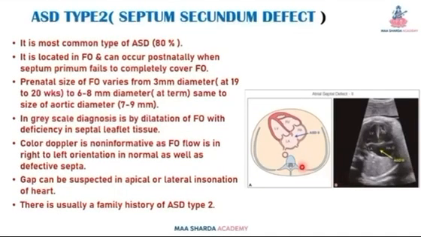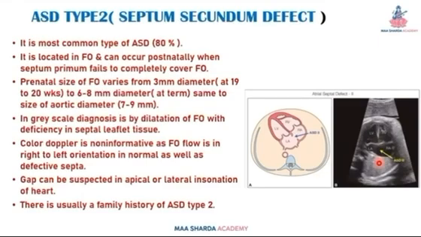ASD type 2 is the most common type of ASD, that is around 80%. It is located in foramen ovale and can occur postnatally when septum primum fails to completely cover foramen ovale. Prenatal size of foramen ovale varies from 3 mm diameter to 6 to 8 mm diameter at term. It is same as aortic diameter.